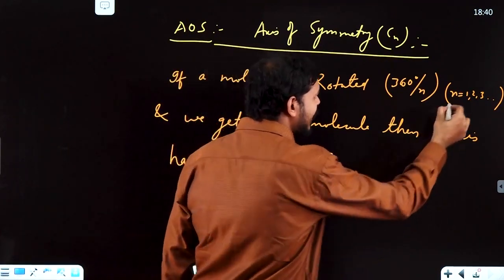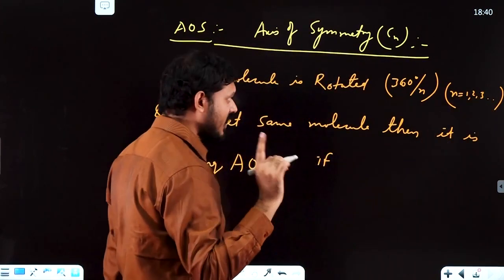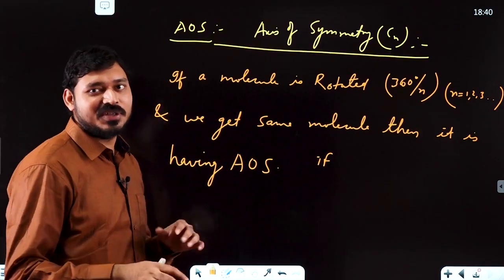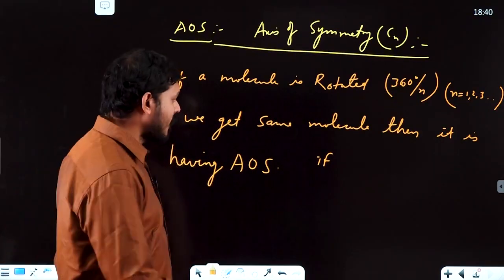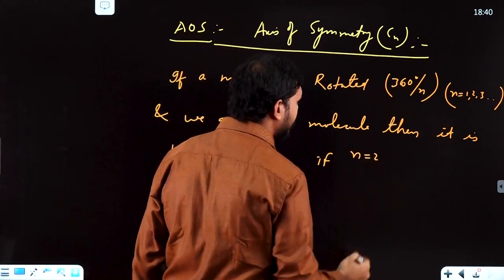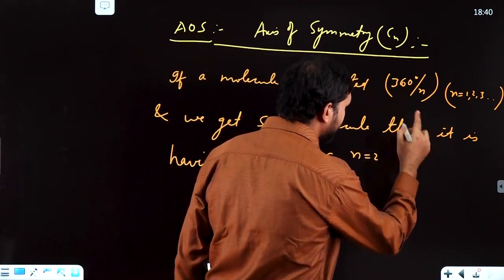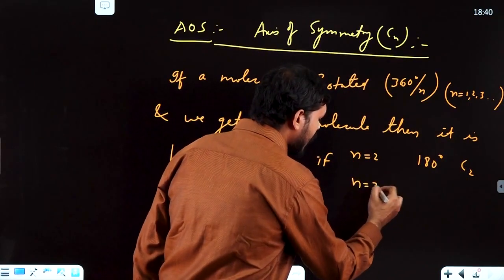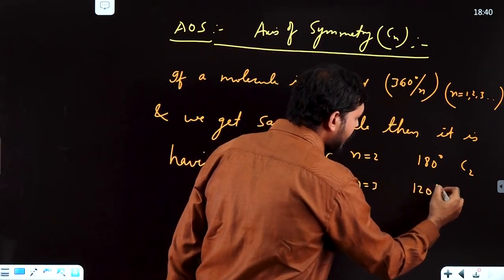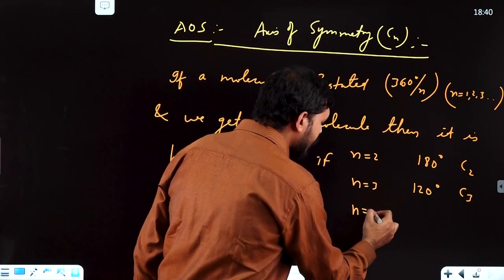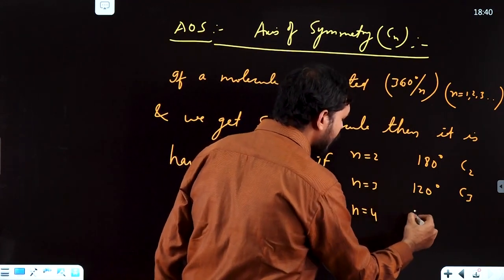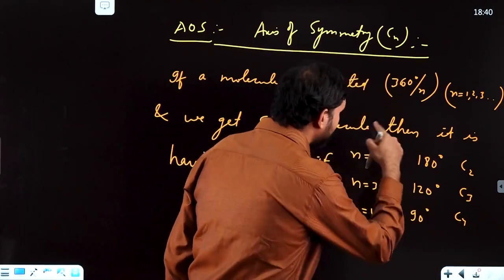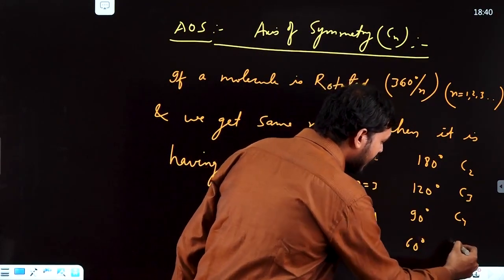Now, there is no meaning in saying n equals 1, right? Remember this thing. That will be simply 360, so if you rotate any molecule by 360 degrees, you will surely get the same molecule. So if n equals 2, 360 by 2 is 180 degrees. That will be your C2. N equals 3, 360 by 3 is your 120 degrees. That is your C3. N equals 4, you get 360 by 4, that is your 90 degrees. It is called C4. Similarly, if n equals 6, it is 360 by 6, that is your 60 degrees. So that is your C6.